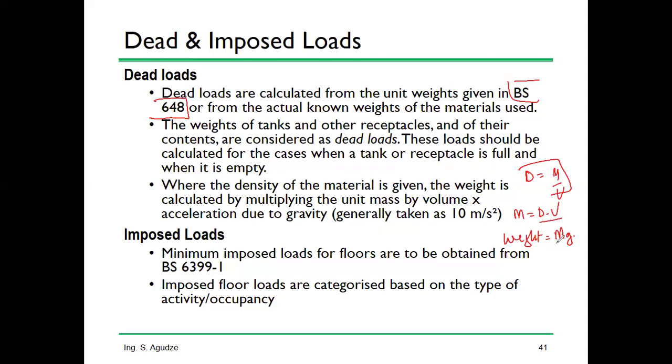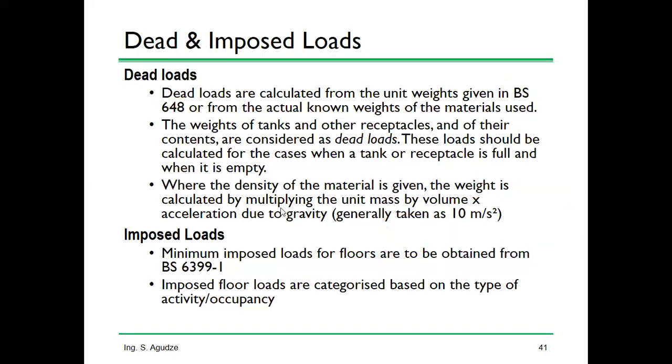Then you multiply the mass by the acceleration due to gravity to get the weight of the material. And usually, though we know acceleration is 9.81, we usually use 10 meters per second square. But if you use 9.81 meters per second square, you are not wrong. But typically, we use the 10, the approximated value. Okay? And the imposed load, I've spoken about that.